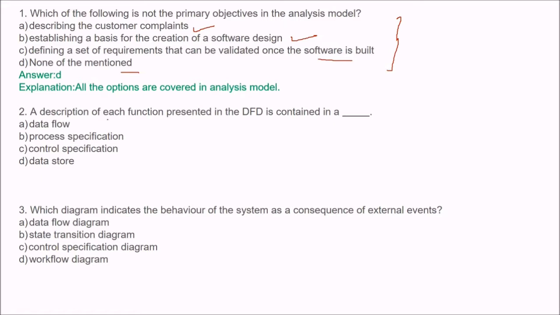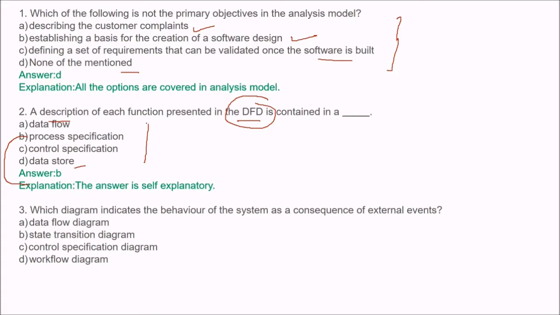Next is that a description of each function presented in the data flow diagram is contained in where? Is it data store or any other? The answer is process specification. Description of each function presented in DFD is contained in process specification.